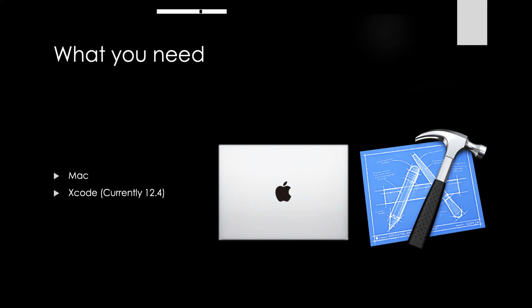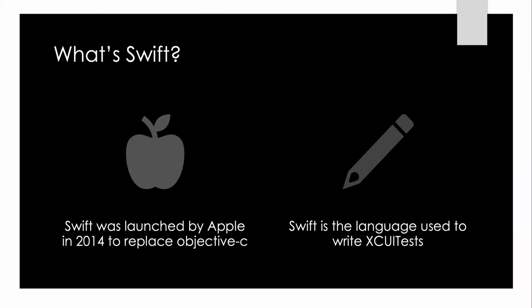Basically, I just wanted to stress that it is important to note that Xcode only runs on macOS, and if you want to use Xcode, you have to be on a Mac. Cool. So what is Swift? Swift was launched by Apple in 2014 to replace Objective-C. Swift is a new language, as you can see, and it's quite fast. It's type safe, and most importantly, it's easy to learn, and it has lots of resources to learn from online. And that's also the language we use to create UI tests.